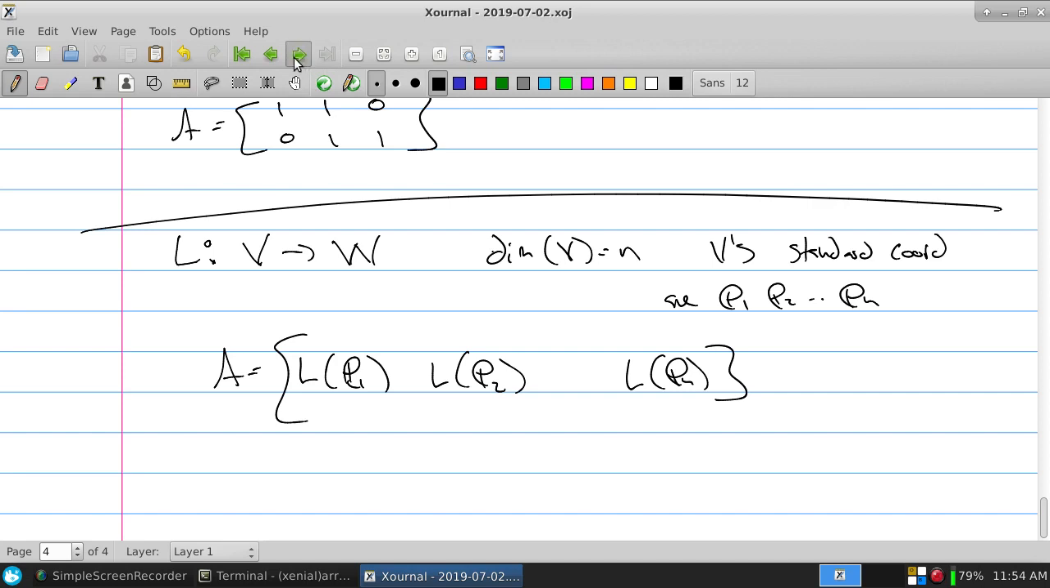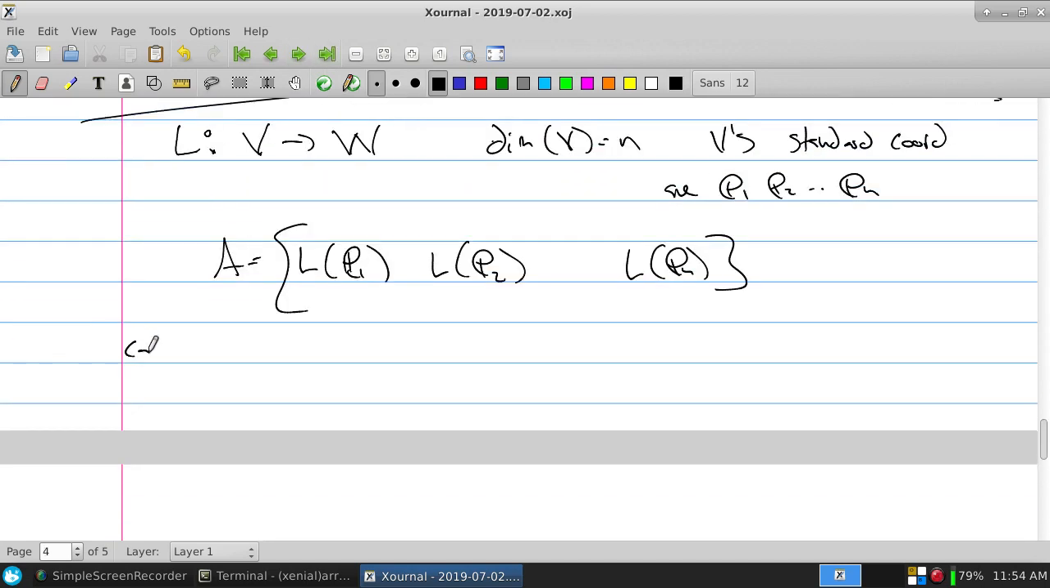And as a name, we call A the standard representation of L. What's the special word here that really clues us into what we're dealing with? Standard. The standard representation of L requires, what coordinate systems does it like? Standard. What does it spit out? Standard, right? It's going to take standard coordinates for whatever vector you have, and it's going to spit out the transformed object in standard coordinates.